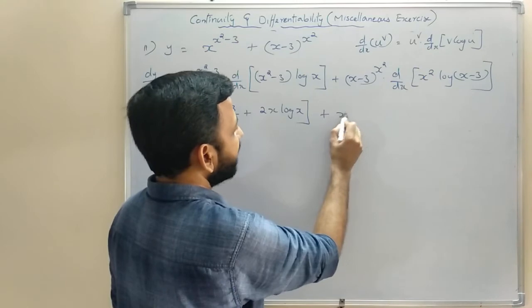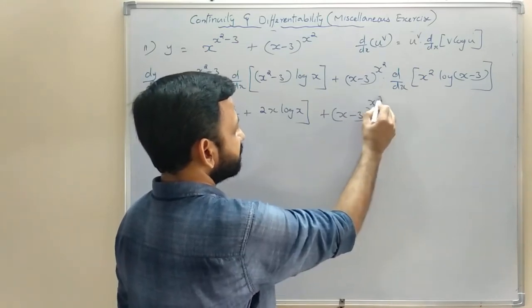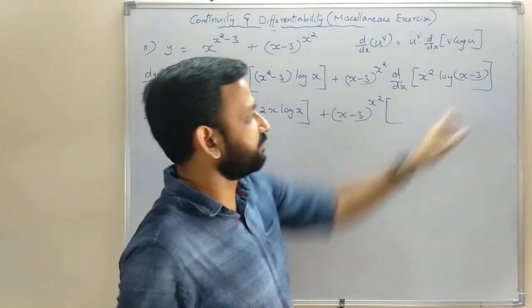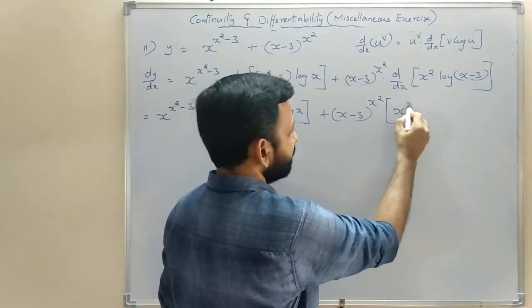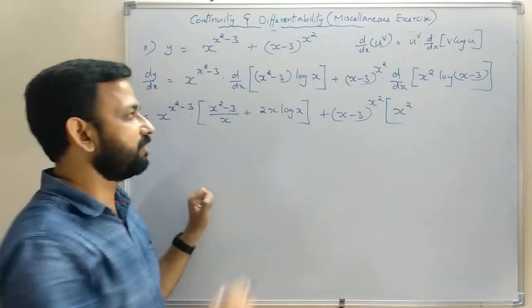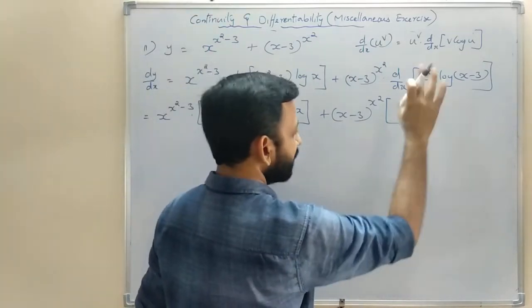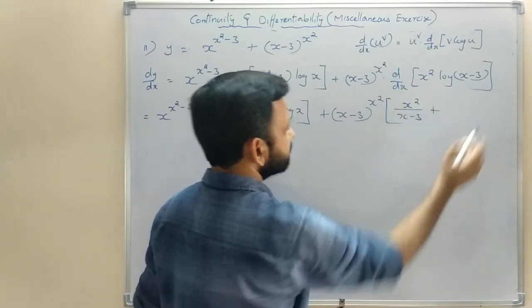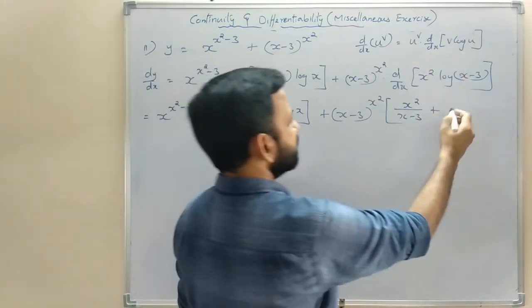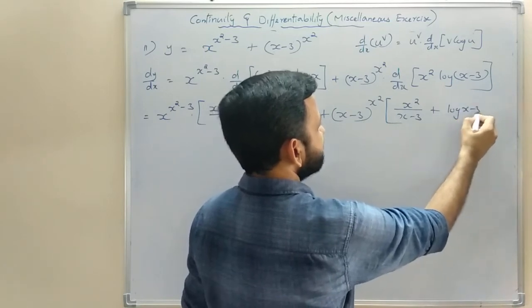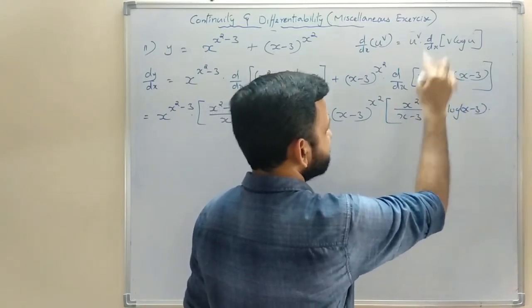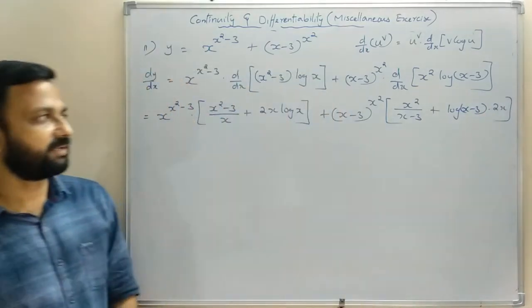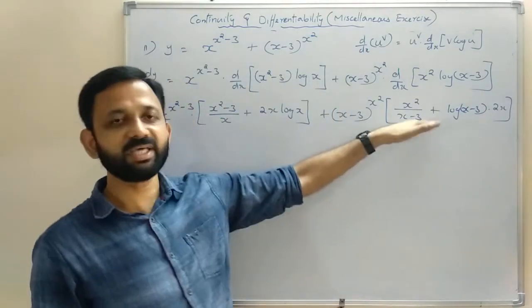Then plus x minus 3 raised to the power x square. Then again first function, second function. First function into derivative of second. Derivative of log x minus 3, that is 1 upon x minus 3. So x square upon x minus 3 plus second function log x minus 3 into derivative of x square, that is 2x. So this is the answer.